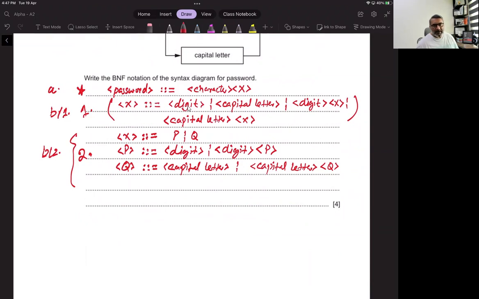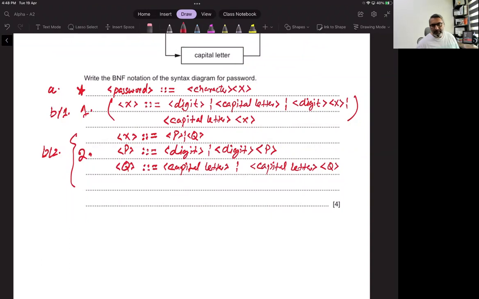Here X is defined as digit or capital letter, any number of digits, any number of capital letters. Or instead of this complicated line, you can go like X is defined as P or Q. P is defined as a digit or any number of digits, and Q is defined as capital letter or any number of capital letters.